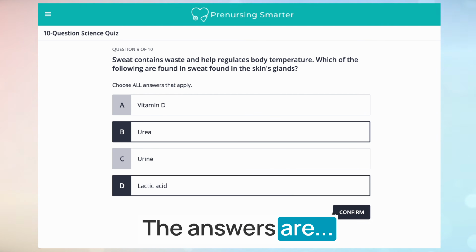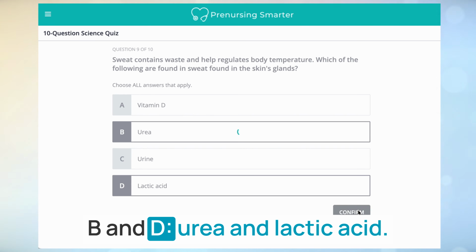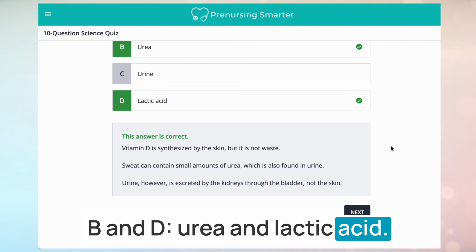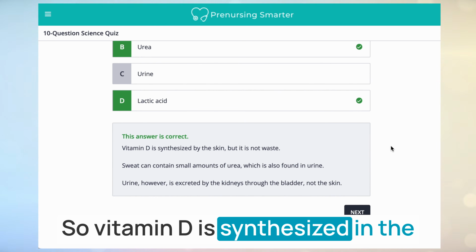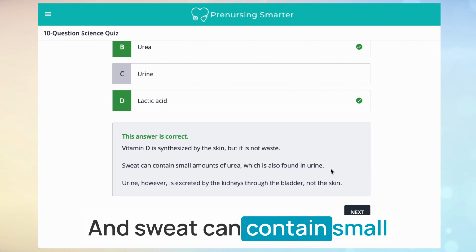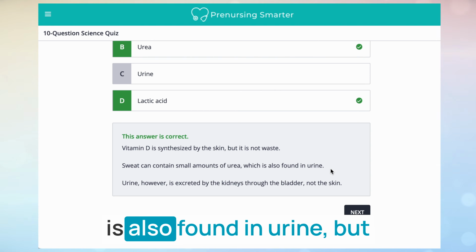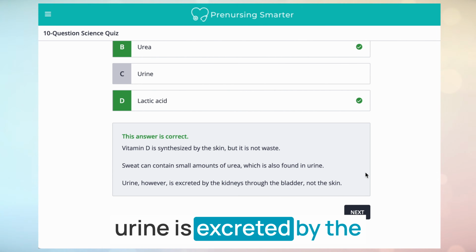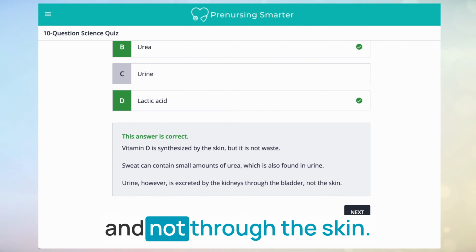The answers are B and D, urea and lactic acid. So vitamin D is synthesized in the skin, but it's not a waste product. And sweat can contain small amounts of urea, which is also found in urine, but urine is excreted by the kidneys through the bladder and not through the skin.